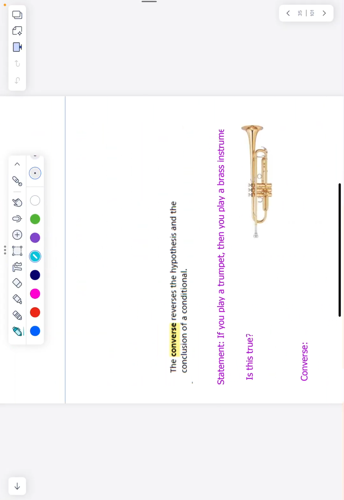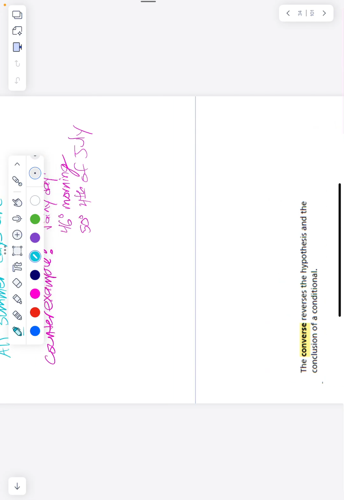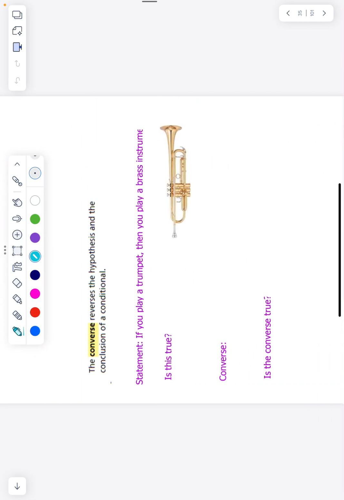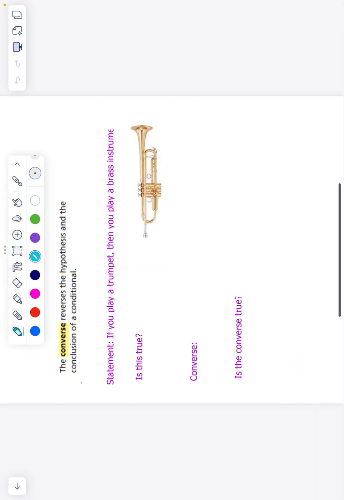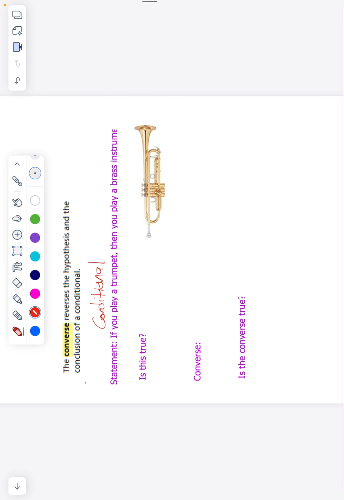All right, so here's another brass one. The converse. We'll talk about what that is, but here's a conditional. We just talked about what that is. We also talked about a counterexample for it. If you play a trumpet, then you play a brass instrument. We already talked about the fact that a trombone is a brass instrument that is not a trumpet. But first of all, is the statement given true? If you play a trumpet, then you play a brass instrument. Is that true? Yes, this is true.